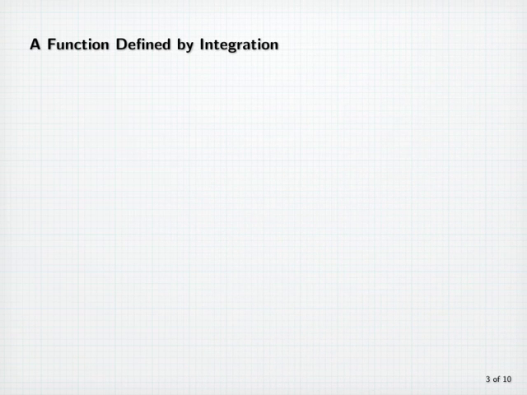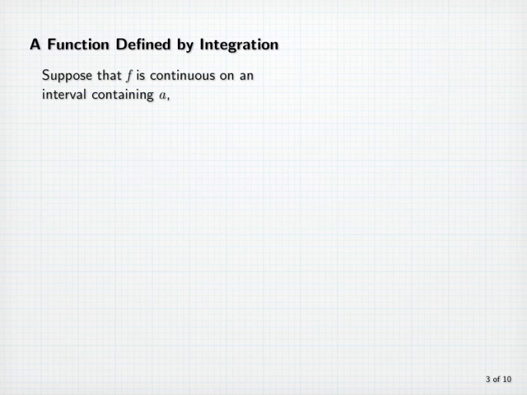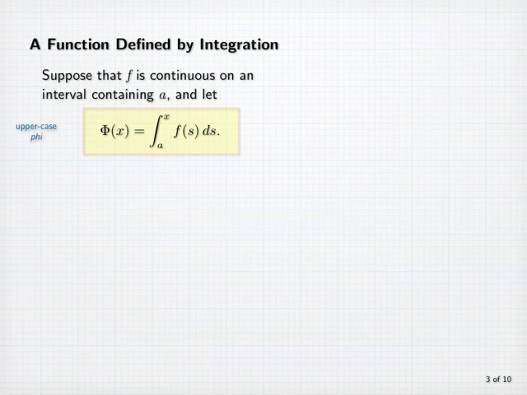A function defined by integration. Suppose that f is continuous on an interval containing a, and let capital phi of x equal the integral from a to x of f of s ds. So notice here that the variable x appears as the upper limit of integration, so we use a different letter, here s, for the dummy variable of integration.